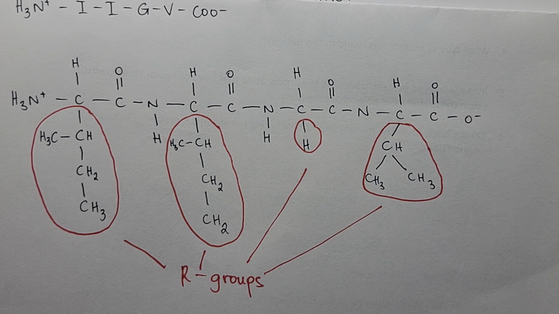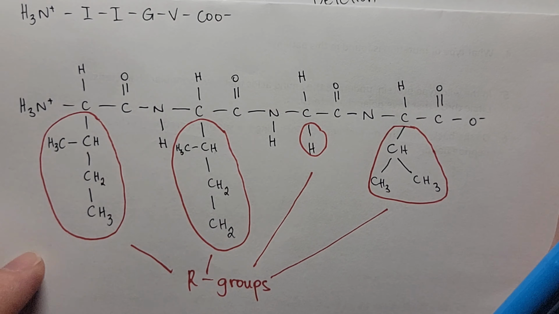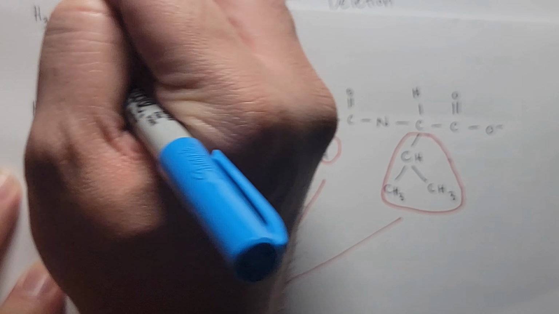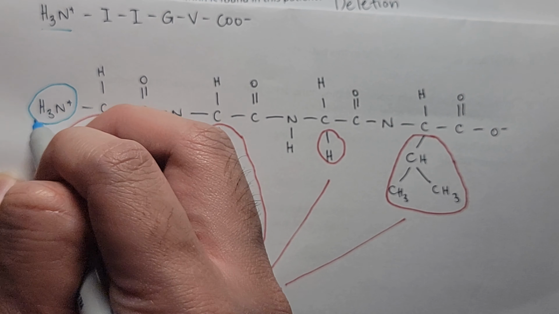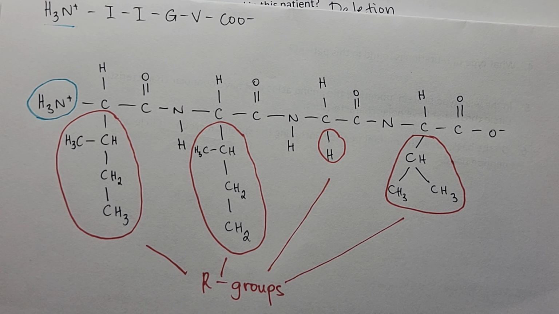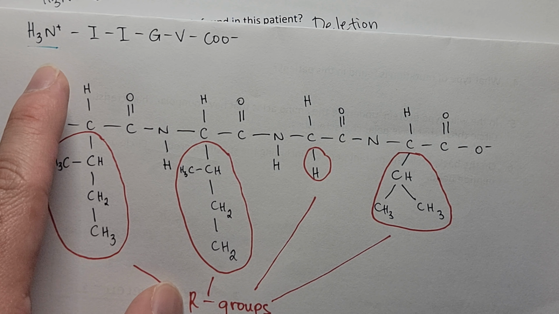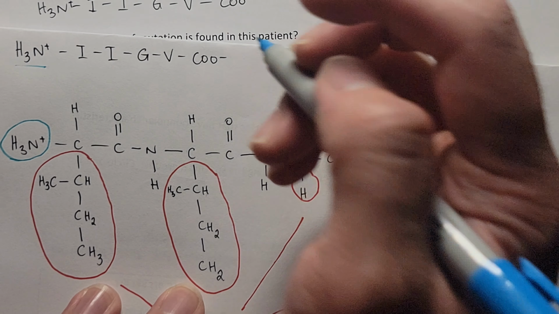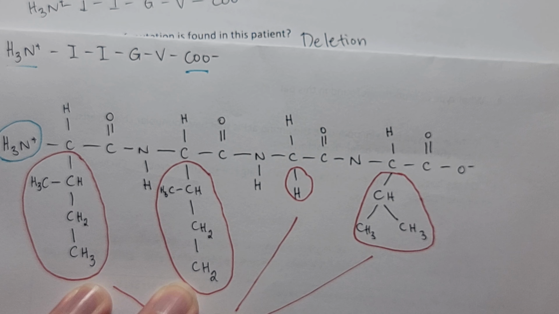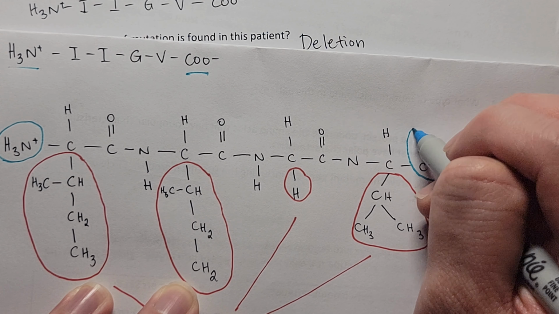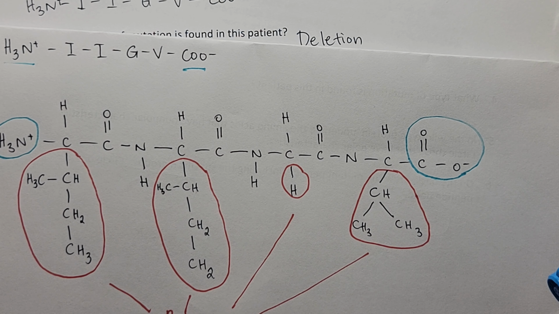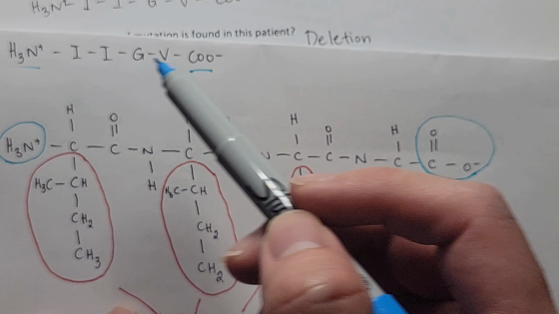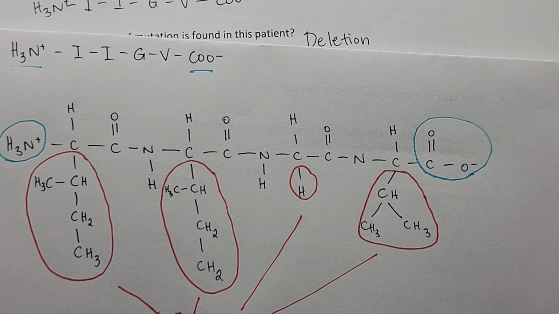Now, I will try to make this as simple as possible because I don't want to confuse you guys. This N-terminal over here corresponds to this H3N plus that is connected to the first amino acid. That's why we have the N-terminal. Same logic can be applied for the C-terminal. The C-terminal corresponds to the carboxyl group found in the last amino acid of the peptide sequence. So that's why we have the N-terminal at the start and the C-terminal at the end of a peptide sequence.